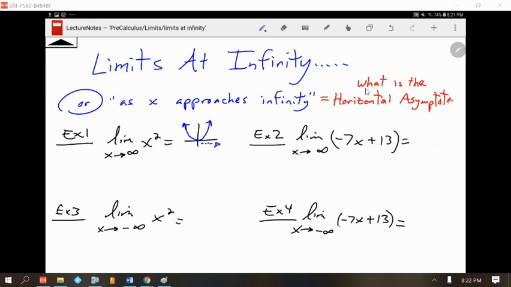So the limit, which again, as we've said multiple times, the limit is the y value. So what does the y value do as x gets bigger and bigger and bigger? Well, y just gets bigger and bigger and bigger. So that limit equals infinity, right?